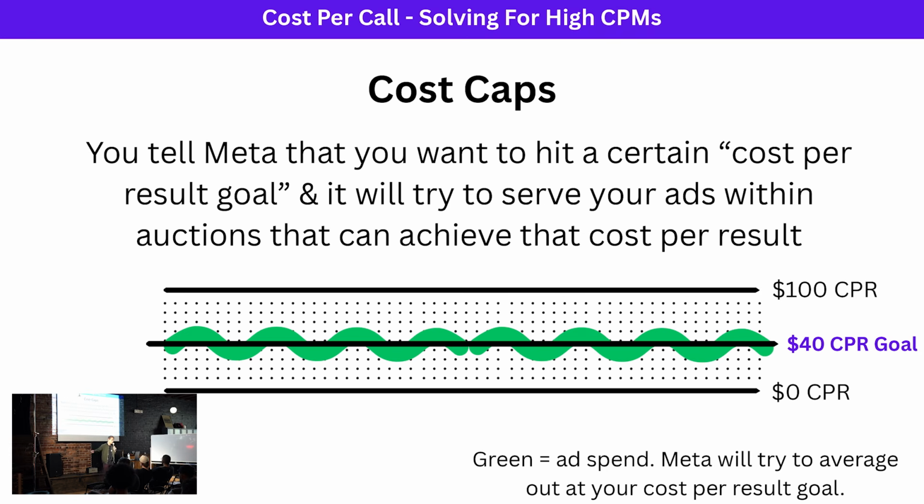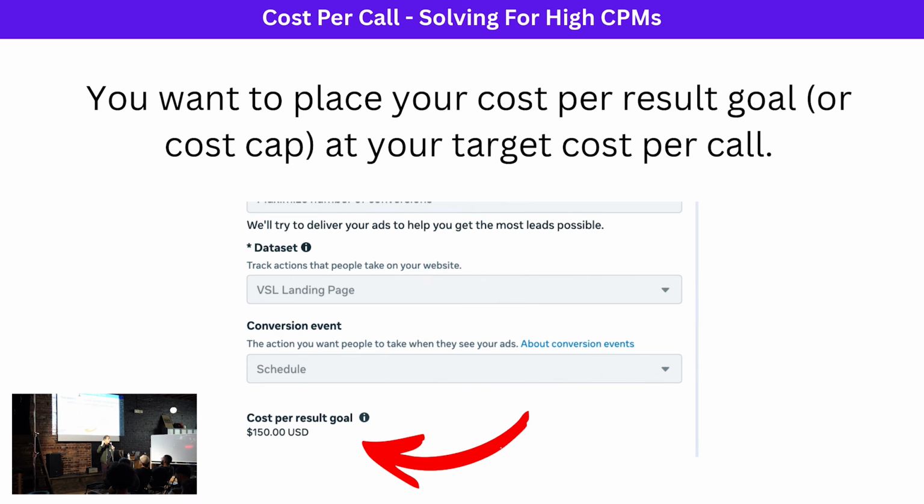So cost caps, not going to go crazy into this, but you're just telling Meta that you want to hit a certain cost per result goal. You're like, hey Meta, I'm optimizing around scheduling. I want to book calls. So I want $40 calls, right? You designate that. And it's going to try to serve your ads within auctions that can achieve that cost per result. So we have a range here, and then what's going to happen is it's going to spend above that some days. So it'll book you calls at $50 here, $30, $50, $30. It's going to try to average out at that. That's cost caps. So you want to place your cost per result goal, or cost cap, at your target cost per call.